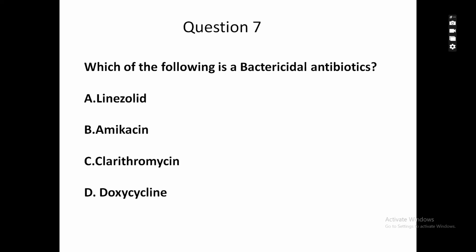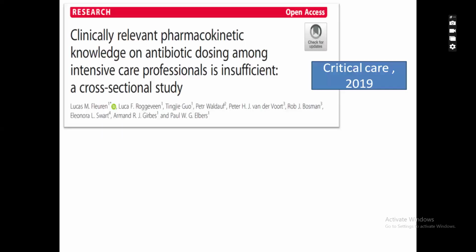Question 7: which of the following is a bactericidal antibiotic? Linezolid, amikacin, clarithromycin, doxycycline. Anti-protein machinery drugs, all of them are bacteriostatic except the aminoglycosides, and the answer here is amikacin. B, amikacin is a bactericidal antibiotic.